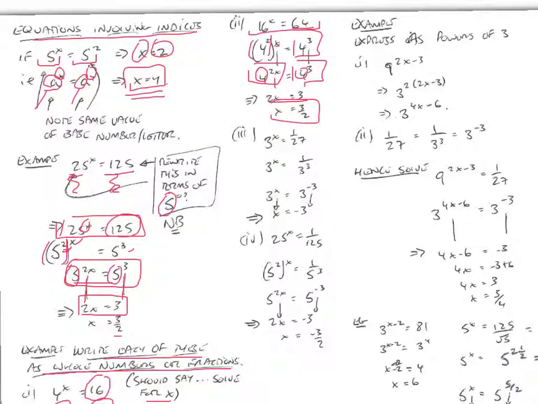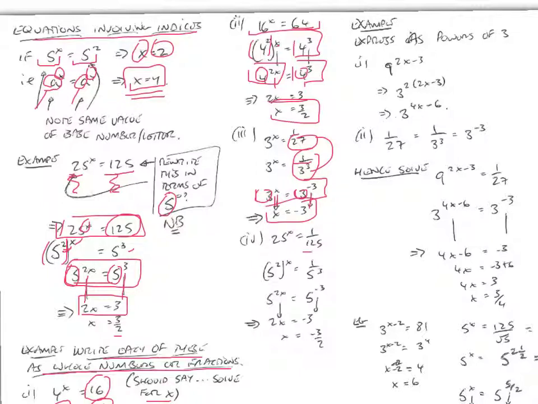3 to the x equals 1 over 27. Well, 27 is 3 to the power of 3, so 3 to the x is the same as 1 over 3 to the power of 3, which is 3 to the minus 3. These are the same base now, 3 and 3, so we can say x is equal to minus 3.